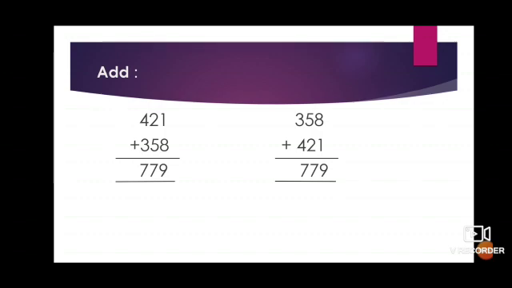Now let's change the order. We will write 358 plus 421. Start adding from the ones place. 8 plus 1, 9. 5 plus 2, 7, and 3 plus 4, 7. What is the answer, children? When we change the order, the answer is same. So order property means two numbers can be added in any order. The answer remains the same.